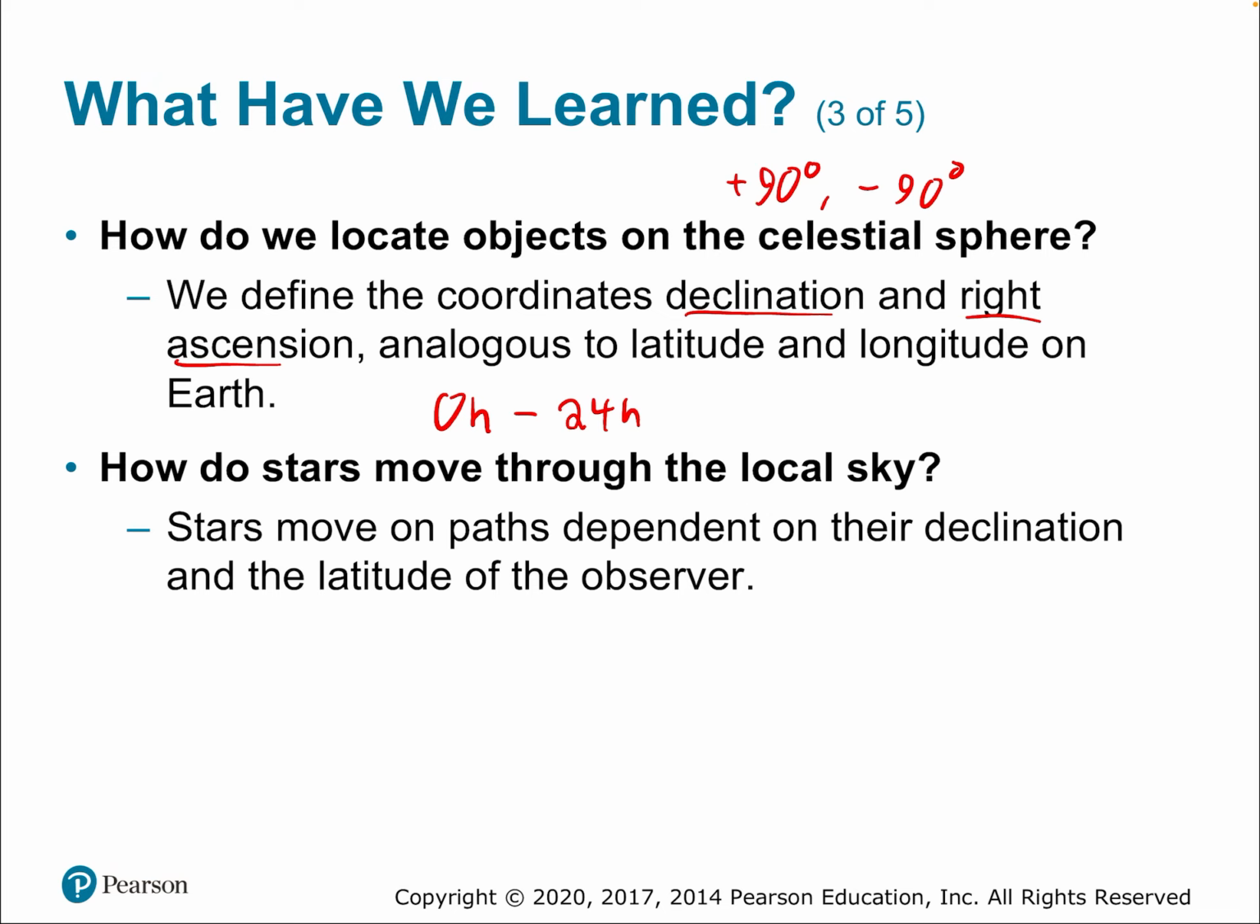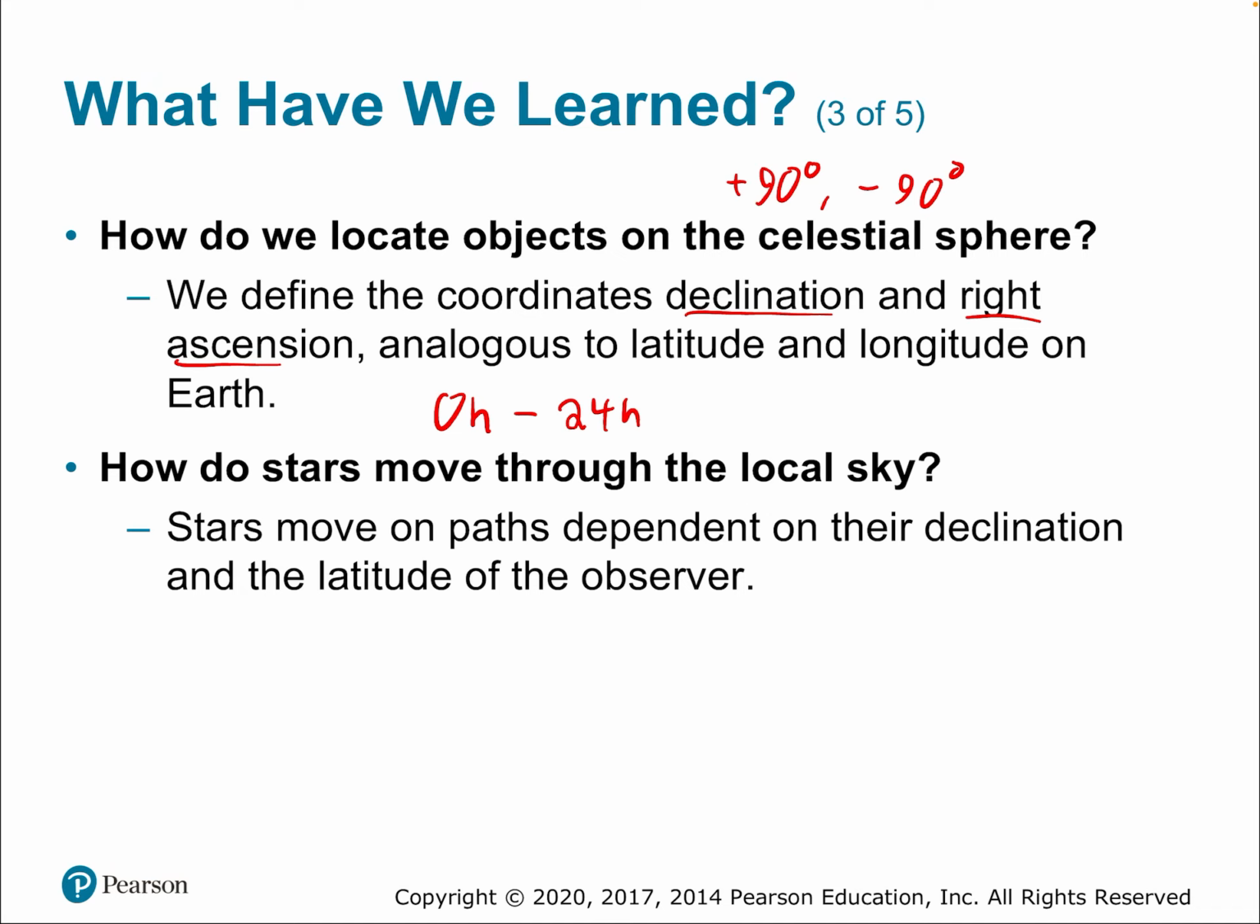We also answered the question, how do stars move through the local sky? Stars move on paths dependent on their declination and the latitude of the observer, okay? That's why different stars are more easily observed or even possible to observe at different places on Earth, okay? Think about a star that has a declination of positive 90 degrees and at that point, any value of right ascension would be effectively the same, but let's give it a right ascension of 0.